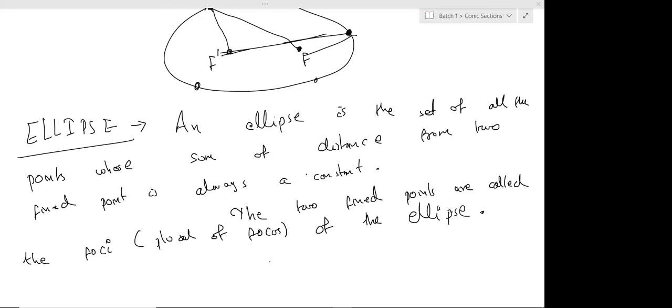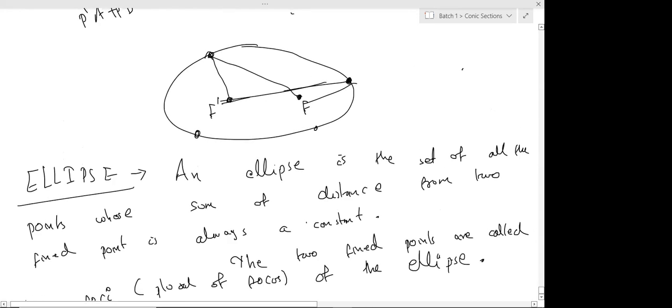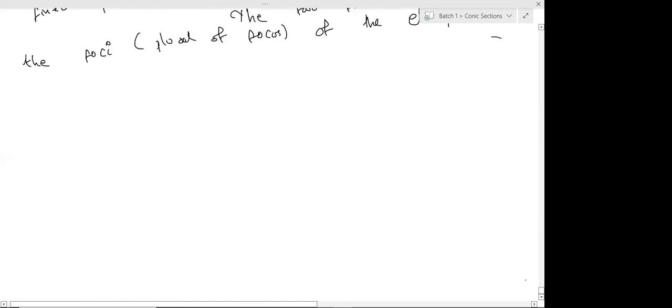Done, sir. All right. So in this diagram, this is the focus, right? Foci. Let's discuss the definitions first. After that, I'll explain what those are.